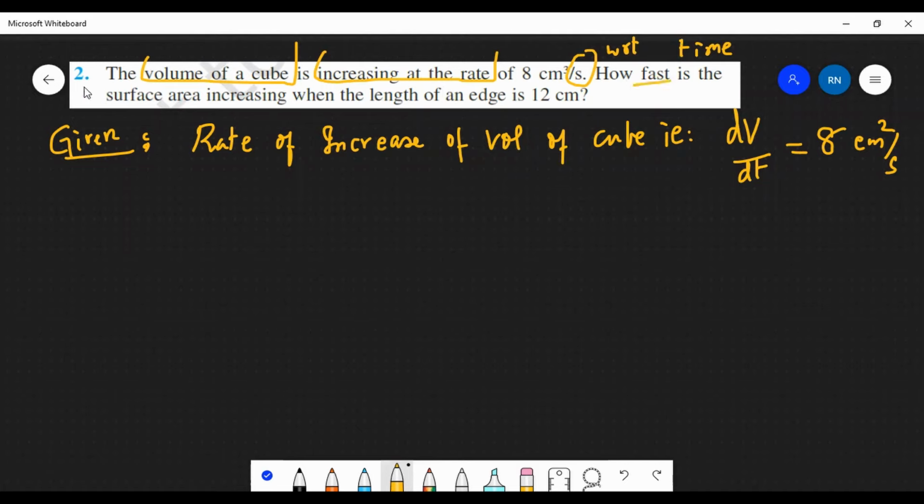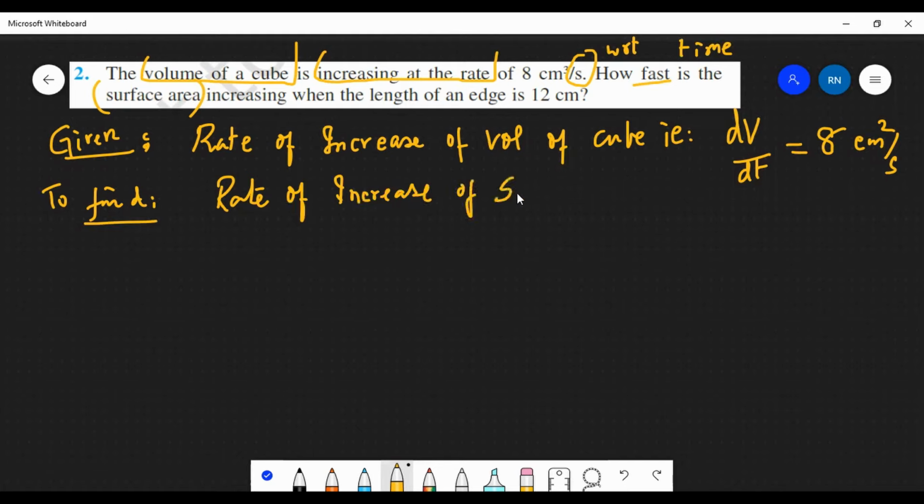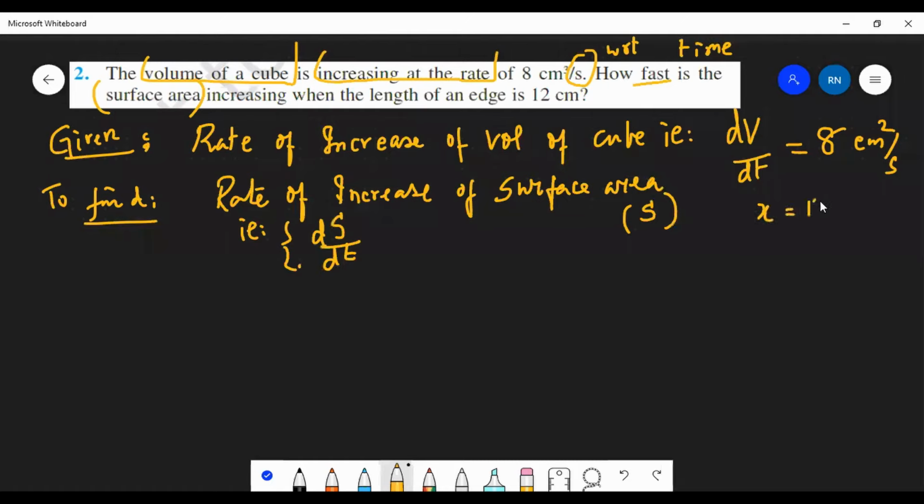Question now, how fast is surface area increasing also? So to find, what is that? You have to find rate of increase in surface area. Surface area, let us make a symbol for that, uppercase S. So rate of change means it is change in dS with respect to time dt. So this is what we are asked to find. What else is given? In the given list you can note the length of edge is 12 centimeter, to be applied at last.